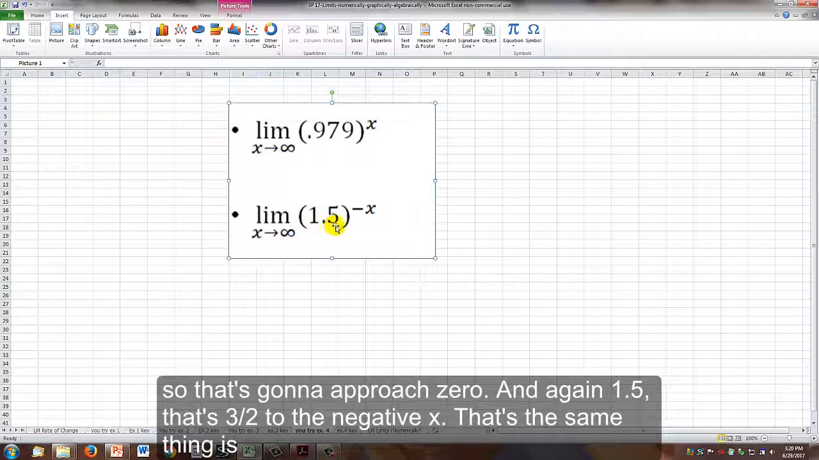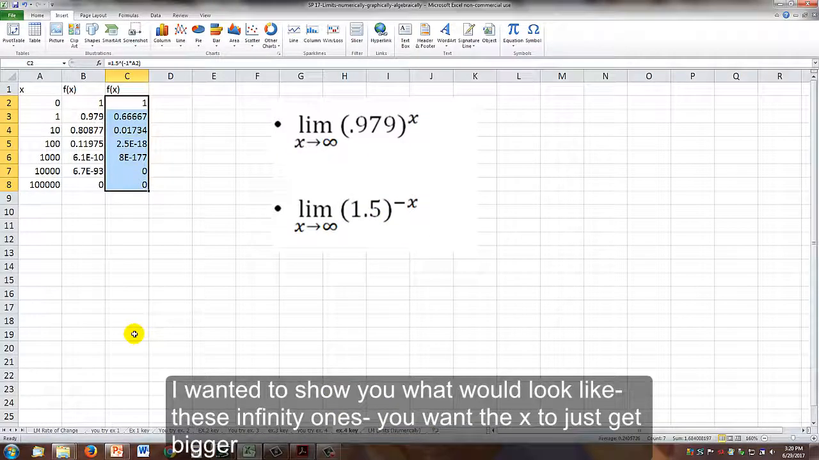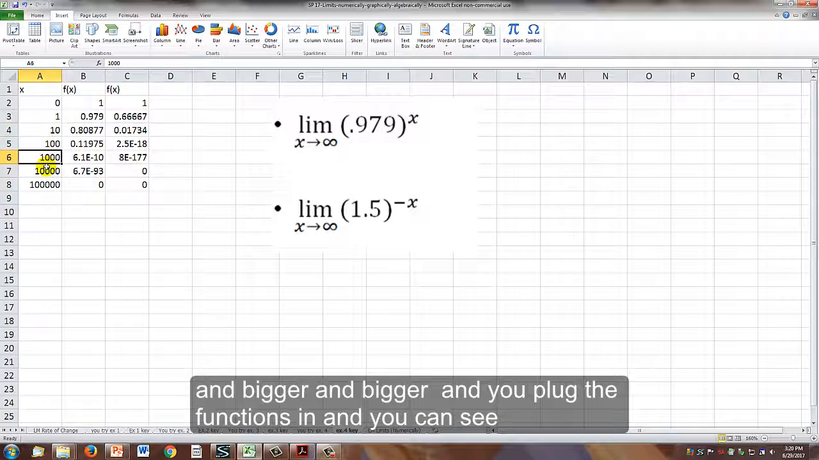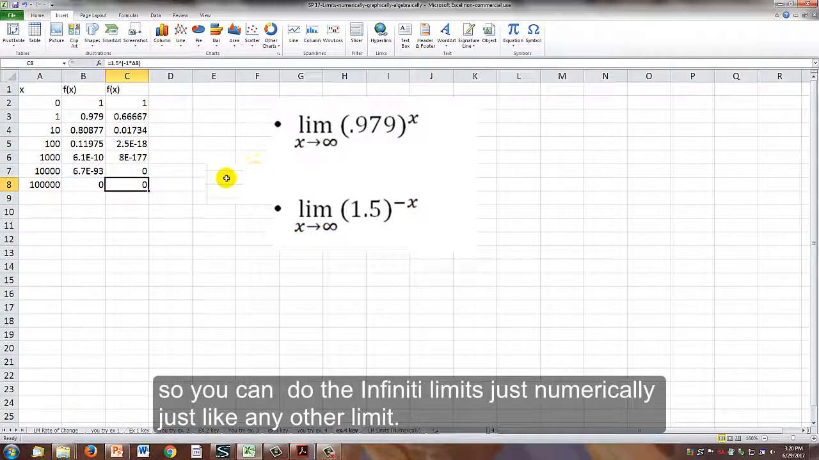And again, 1.5, that's 3 over 2 to the negative x. That's the same thing as 2 over 3 to the x. If you make x approach infinity, that's going to go to 0. But I wanted to show you what this would look like. These infinity ones, you want x to just get bigger and bigger, and you plug the functions in and you can see that they both go to 0 as x gets really, really large. So you can do the infinity limits just numerically, just like any other limit.